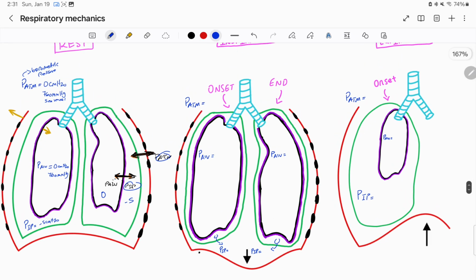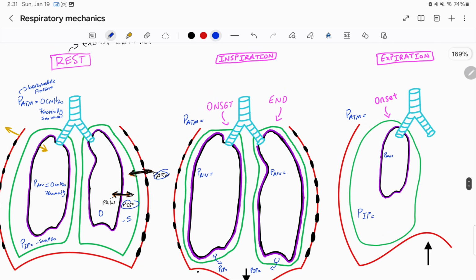Now, during inspiration, what did I say our aim is to do? During inspiration, our goal is to make the thoracic cavity volume bigger, thus decreasing the thoracic cavity pressure to suck air in. Okay, cool. So the atmospheric pressure always is the same unless you're at altitude. It's 0 centimeters of water. I'm not going to write the units.